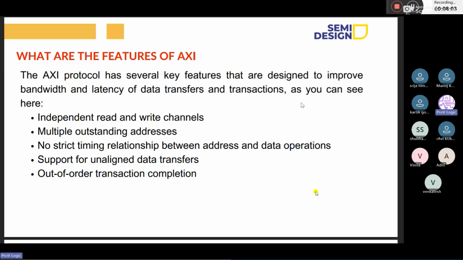The next feature is out of order transactions. Out of order transaction means transactions can be completed in any order with the help of an ID. An ID will be given to each transaction. Based on the size and the speed, the transactions will be completed at any time.